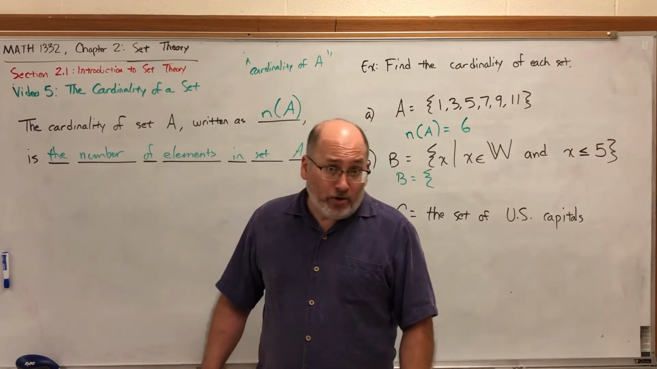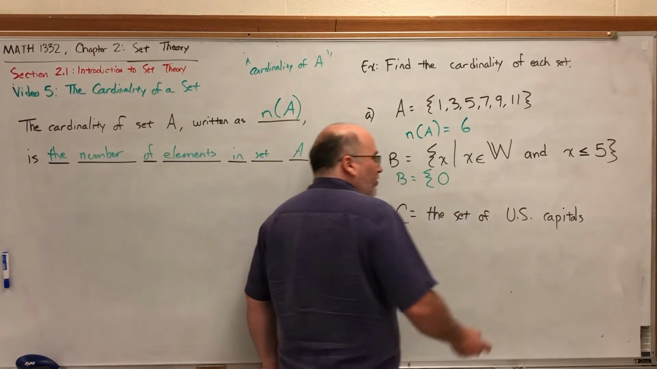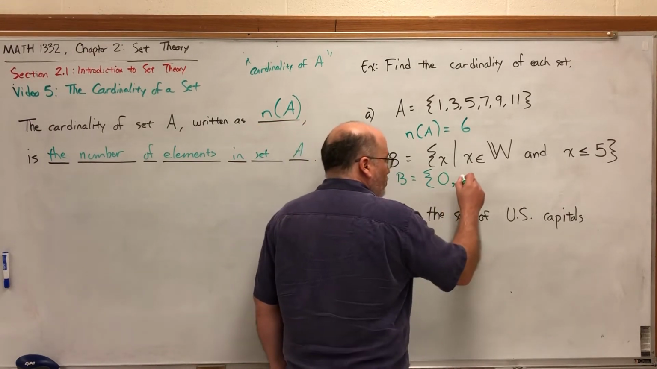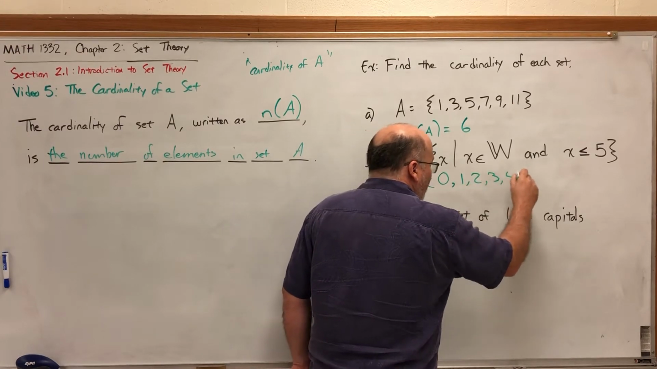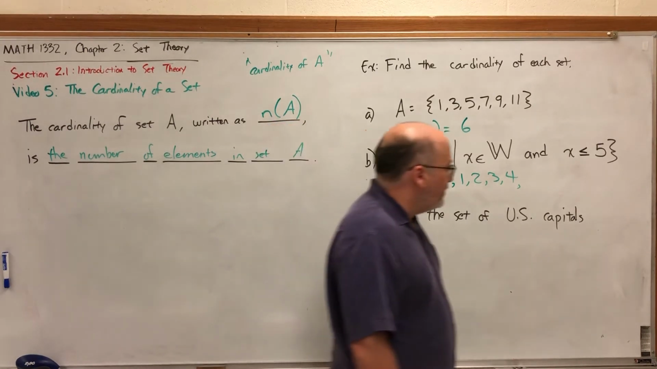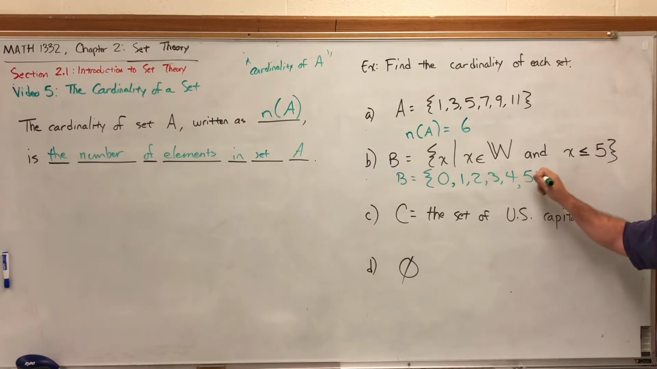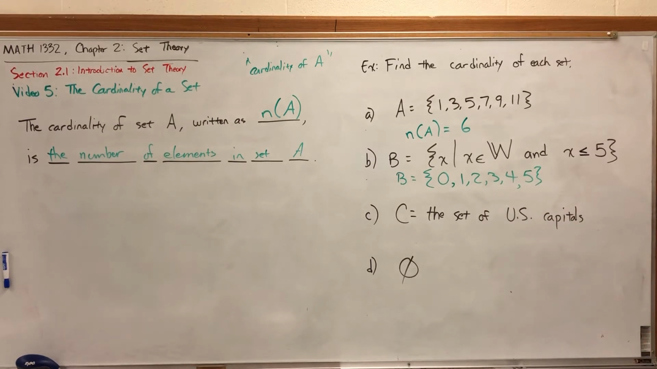So I'm going to list all the whole numbers that are less than or equal to 5, starting with 0. 0 is less than or equal to 5, as is 1, 2, 3, and 4. But do we include the number 5? Yes, because this inequality reads less than or equal to, and last time I checked, 5 is equal to 5. Now that we see the elements of B, we can count them, and the cardinality of set B is also 6.